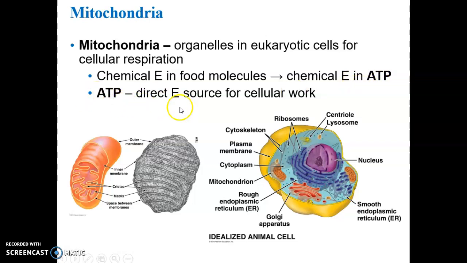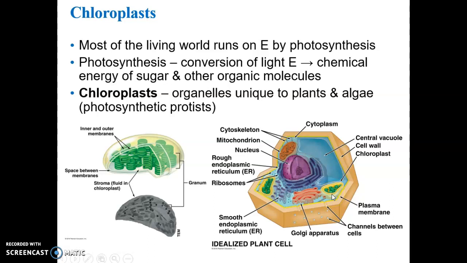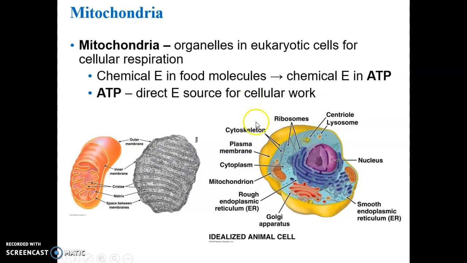So ATP is the direct energy source for cellular work for animal cells and for plant cells. Notice plant cells have mitochondria to break down sugars like glucose and convert it into ATP. But plant cells and photosynthetic cells also have the chloroplasts that harness sunlight energy and convert it into carbohydrates like glucose that gets broken down by the mitochondria. Animal cells do not have chloroplasts, which is why animal cells have to ingest food, eat food.